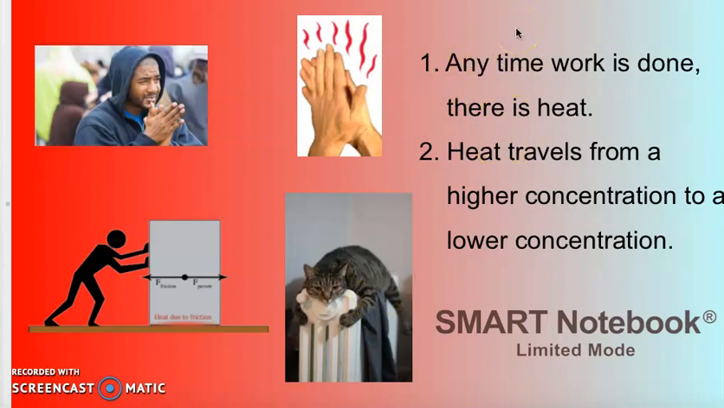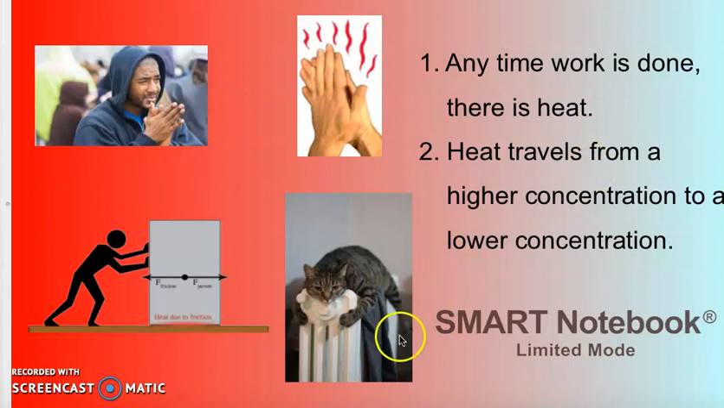These are called the rules of thermodynamics, but you can just remember them as laws of heating. First one, anytime work is done, there is heat. So think about this. When you have work, you have force and a force throughout a distance. And force throughout a distance is always going to have some kind of friction. So since you have some kind of friction, you have heat. So anytime there is work done, there is heat. And finally, heat travels from a higher concentration to a lower concentration.